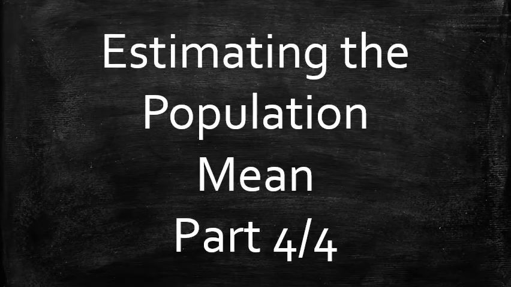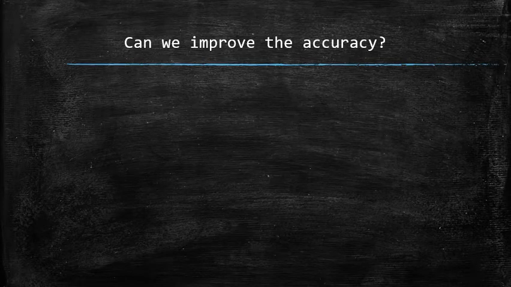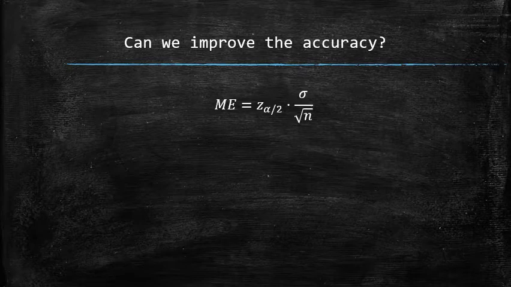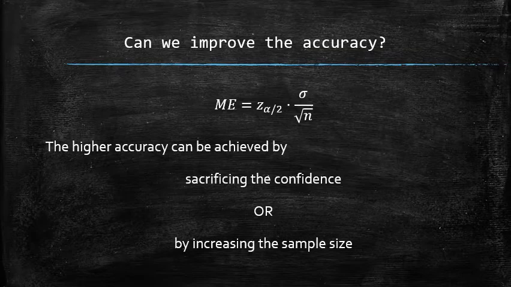Next, we will take a deeper look at the relation between the sample size and the margin of error. So let's take another look at the margin of error formula. Since sigma is a constant and cannot be changed, a higher accuracy or smaller margin of error can be achieved by increasing alpha and sacrificing the confidence, or by increasing the sample size without any sacrifices.